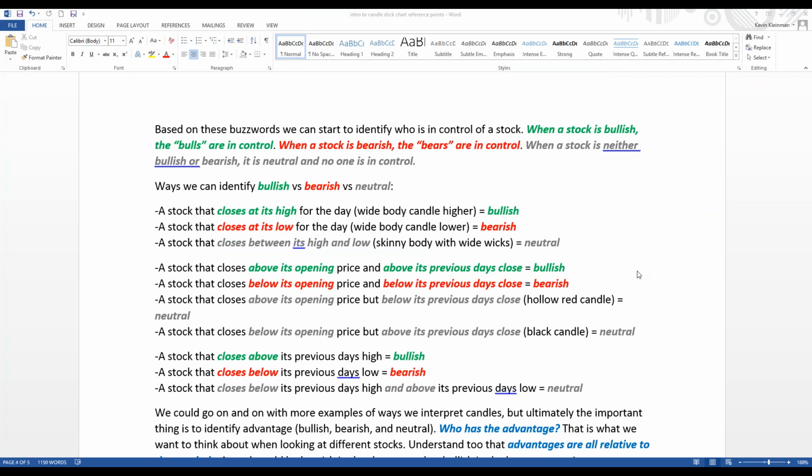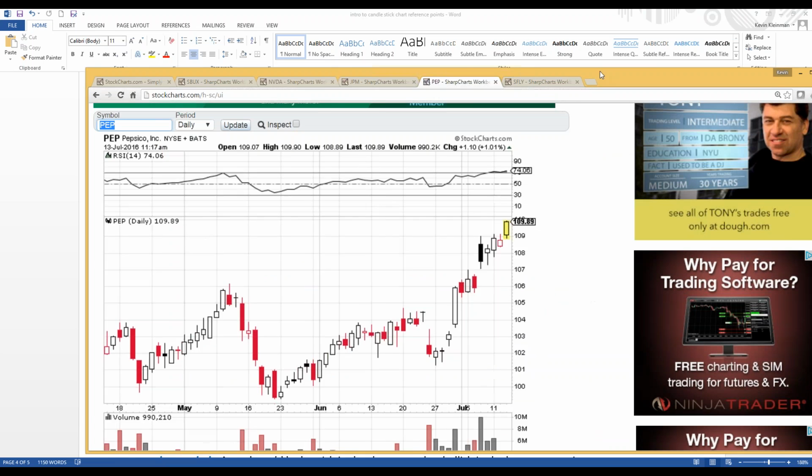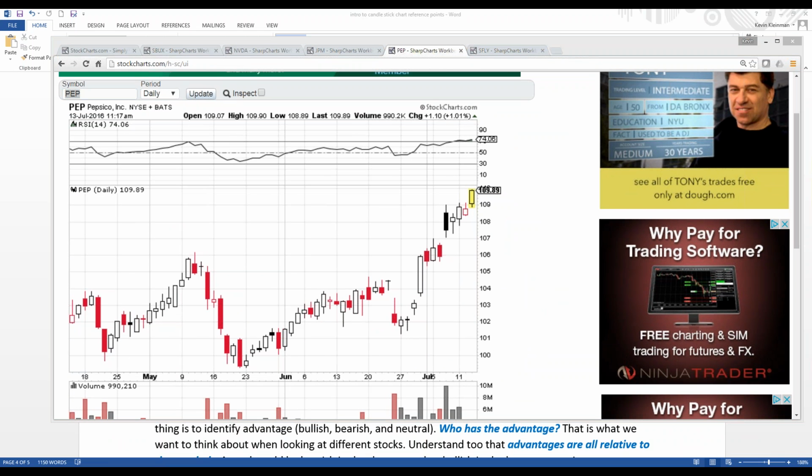Now, other examples would be when a stock closes above its opening price and above its previous day's close. That would be a bullish sign. Or a stock that closes below its opening price and below its previous day's close. That's a bearish sign. You say, well, doesn't a stock always close above its opening price and above its previous day's close? No, not always. For example, on Pepsi recently, we had the stock put in a black candle where it closes above its previous day's close, but it closed below its opening price. And it didn't move right away. It took about a day and a half before the move higher actually started.